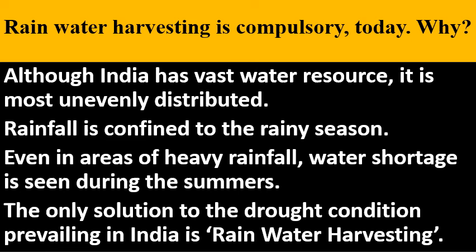Rainwater harvesting is compulsory today. Why? Although India has vast water resource, it is most unevenly distributed. Rainfall is confined only to the rainy season, that is from June to September. Even in areas of heavy rainfall, water shortage is seen during summers. The only solution to the drought condition prevailing in India is rainwater harvesting.